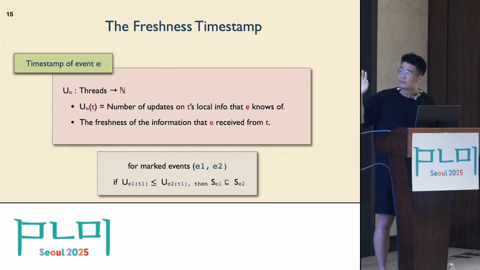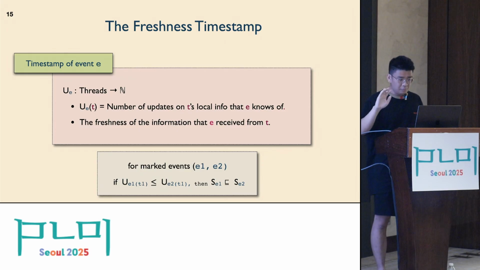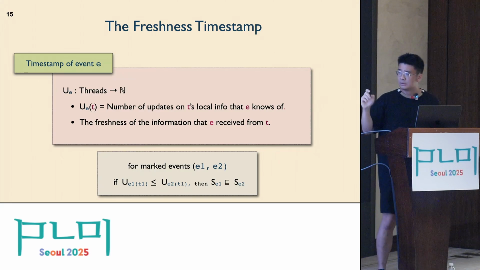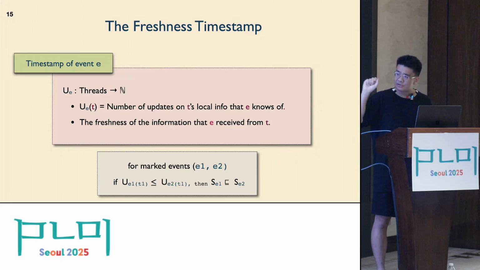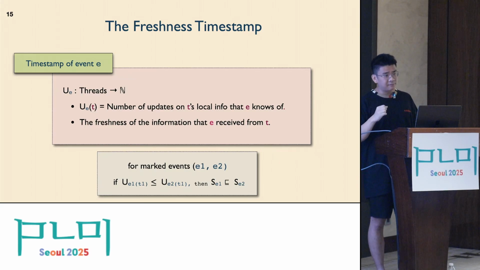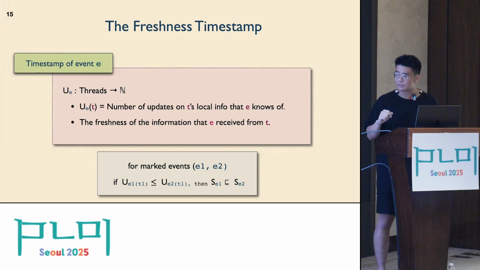And the second observation we made is that there is this freshness timestamp, which is like the knowledge of knowledge. What I mean by that is it stores how many times the knowledge of another thread has been updated that is known to me. This in some sense tells us the freshness of the information. And the high-level intuition is that if I receive information that is not fresh to me, I know everything this information is trying to deliver, so I can safely ignore it.